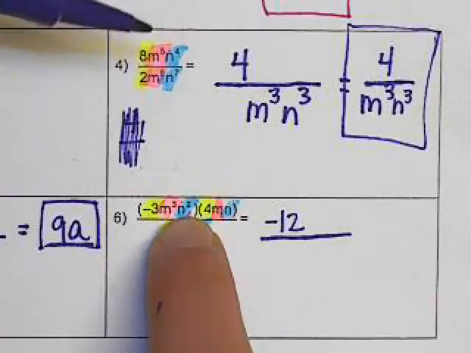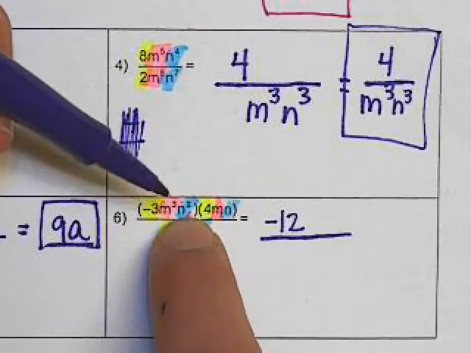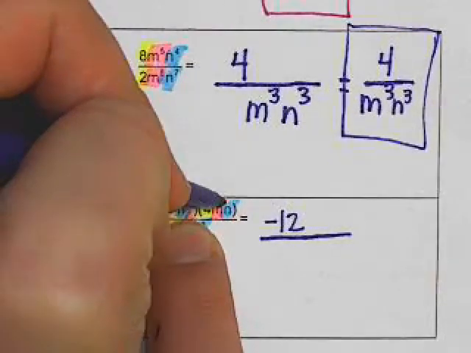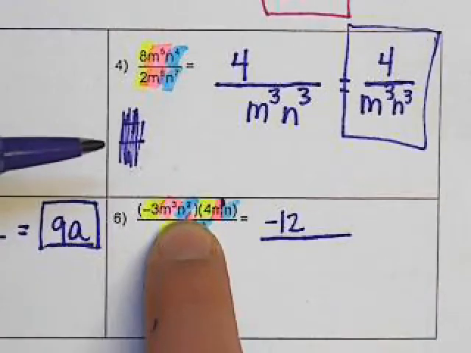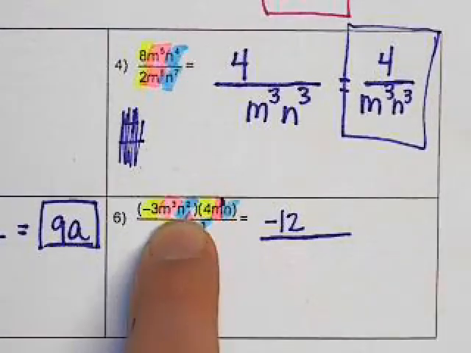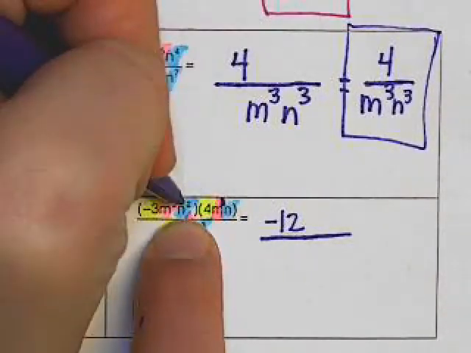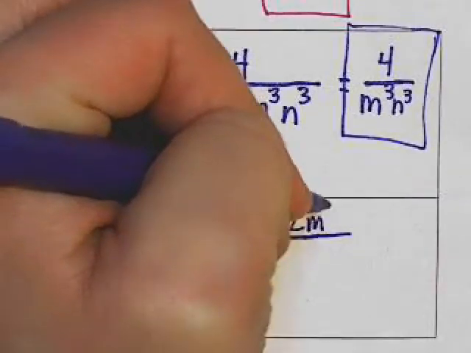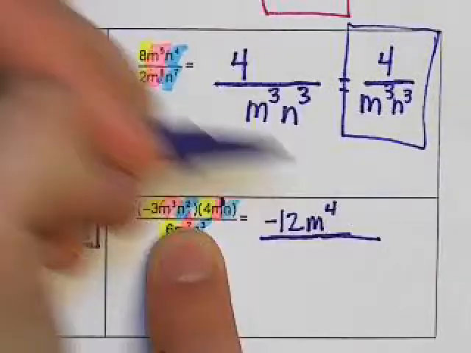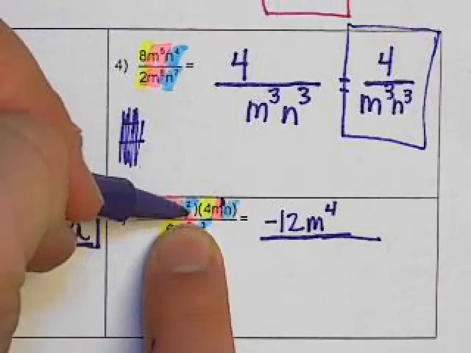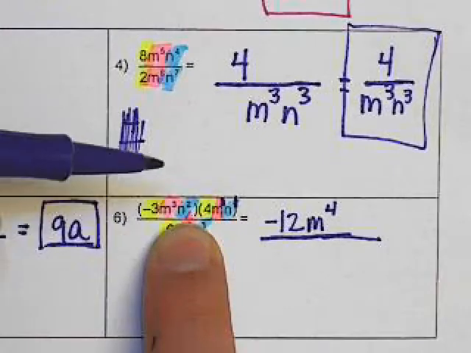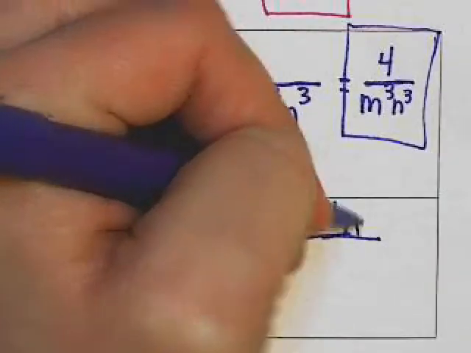Then I'm going to move to the M. M to the 3 and just a regular M. So what is this M? A 1. If it doesn't have an exponent, it's a 1. And because I'm multiplying, what do I do with the exponents? Add. So 3 plus 1 is? 4. So M to the 4. And then I move to the N's, 2 and nothing, which would be a 1, which would add, and they become N to the 3. Good.